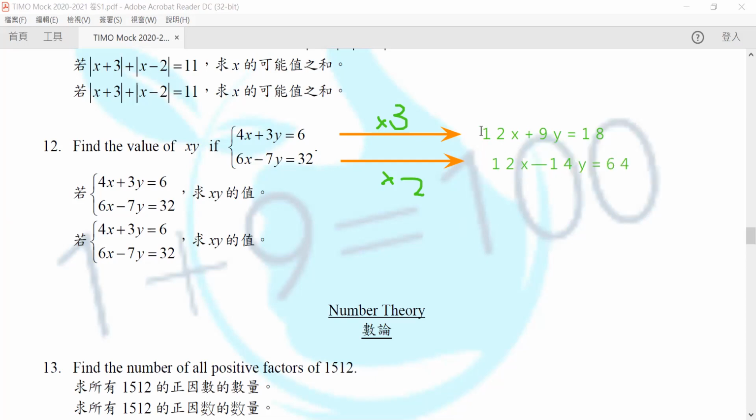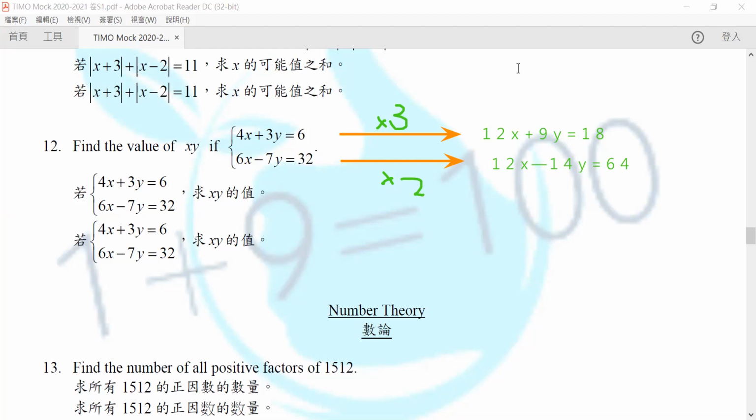Now we get these two equations. Now this may be, can you tell me how you get -3? All right. Now please bear with me. After I explain question 12, we will go back to question 11.